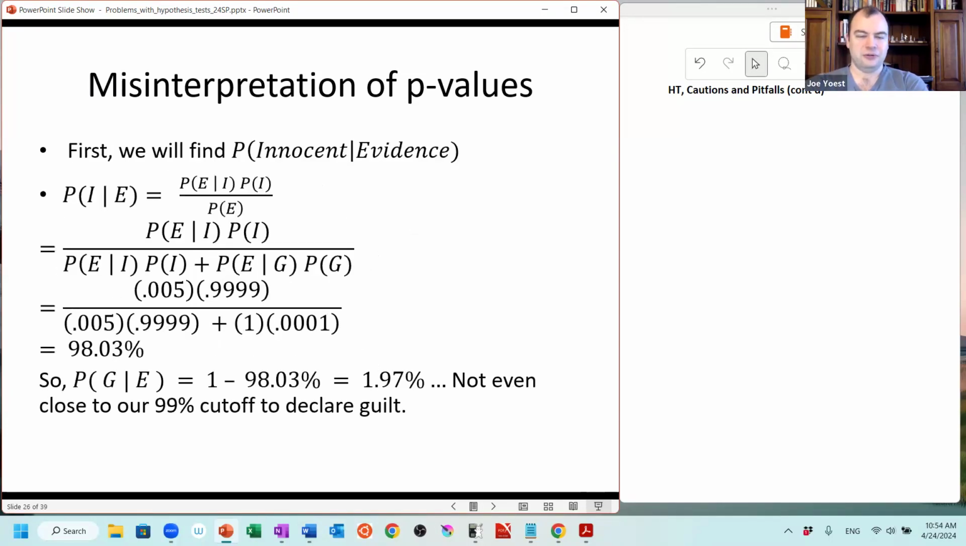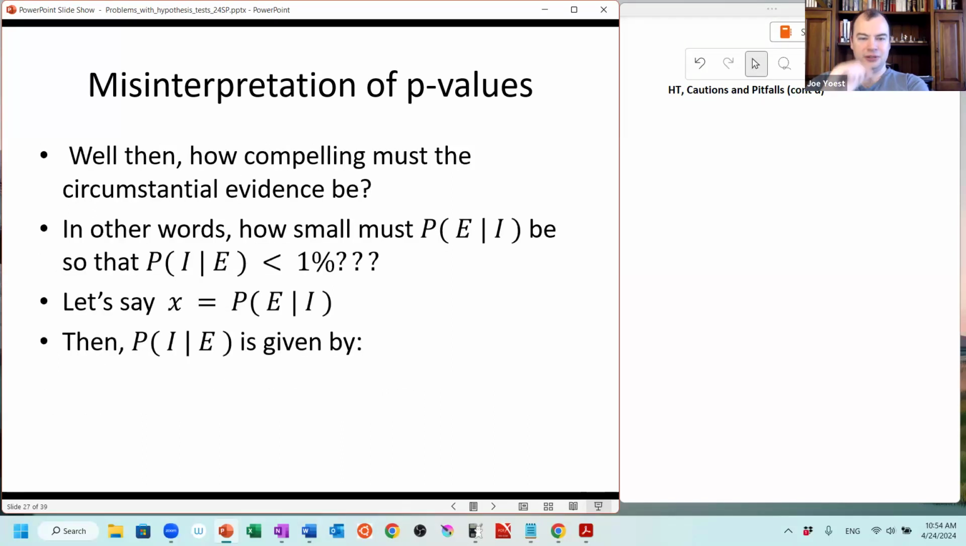Okay, so the frequentist would say, I reject at the 1% level, my p-value is 0.5%, and the Bayesian would say, I'm only 2% certain the person is even guilty under the same evidence. How much evidence will we need? What would the p-value need to be for the Bayesian to agree with the frequentist, for the probability of being guilty to be more than 99% in light of the circumstantial evidence?